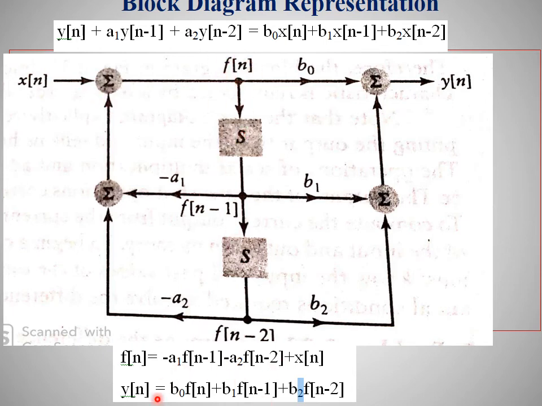giving us f of n. Thus, the overall second block diagram representation has also been generated with fewer shifting elements, and this is popularly called direct form 2 because the shifting elements are reduced, and this is a popular method of implementation for filters.